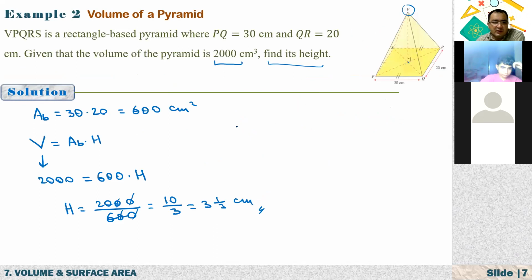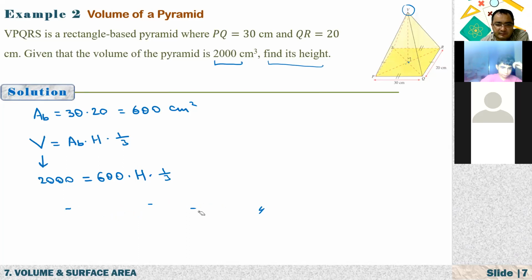Okay. And also here the volume is times 1 over 3. And here it is times 1 over 3. Oh my gosh. I'm awfully sorry. For some unknown reason, we made this mistake.